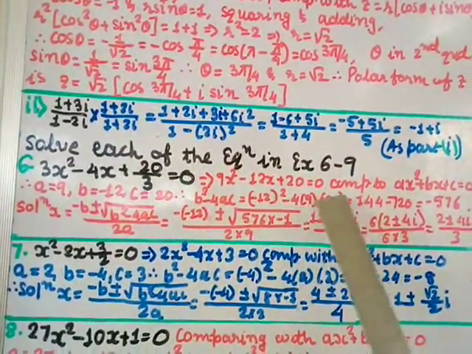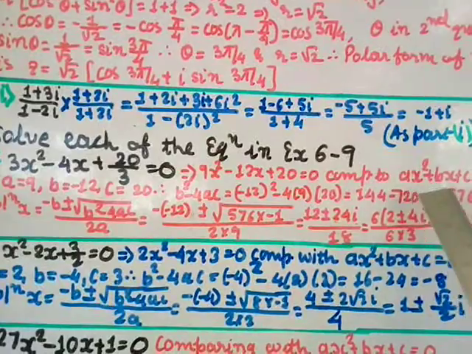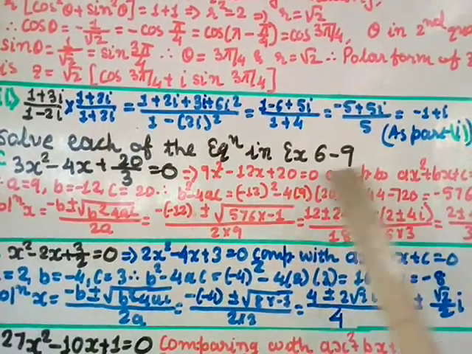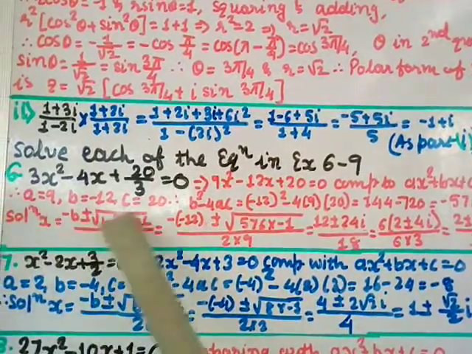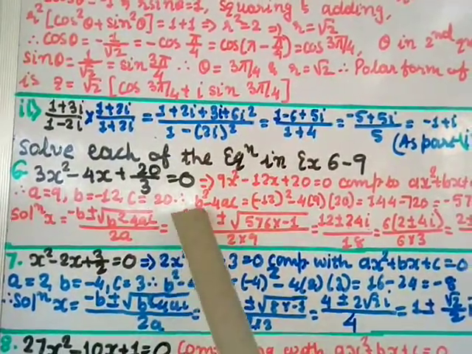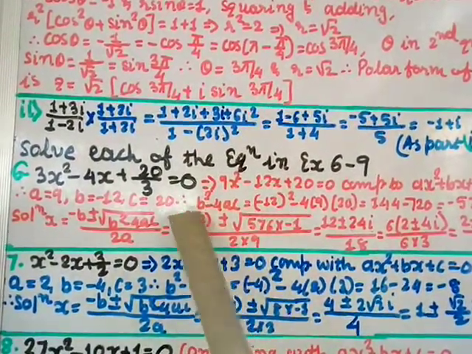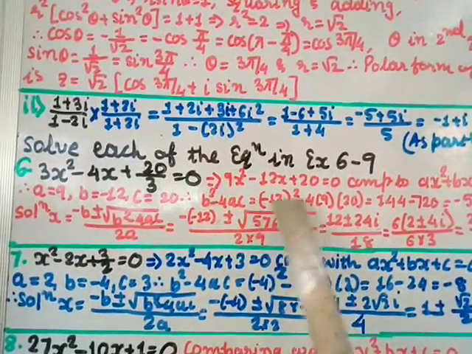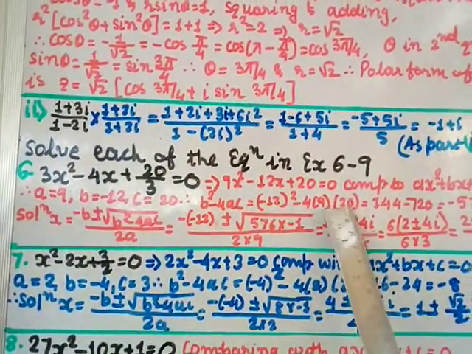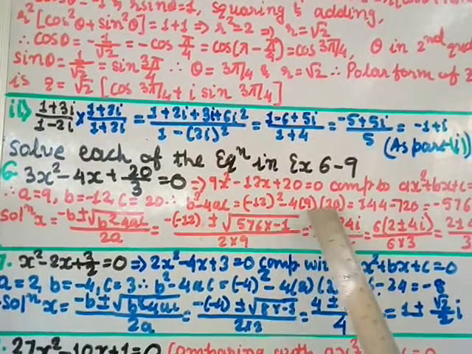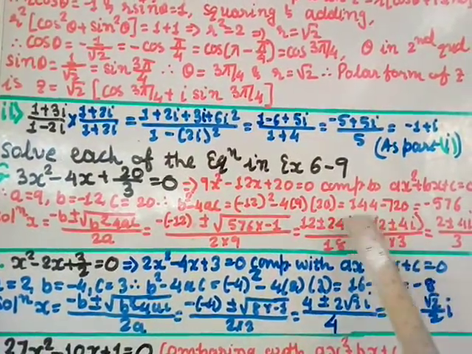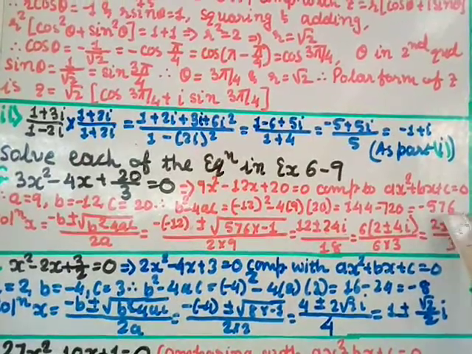Okay, now compare with the quadratic equation ax² + bx + c = 0. So a value is 9, b value is −12 and c value is 20. Okay, I have written here. Now first calculate b² − 4ac: b² is (−12)² minus 4, a is 9, into 20. This gives you 144 minus, when you multiply 4 into 9 into 20, it gives you 720. This difference is −576.